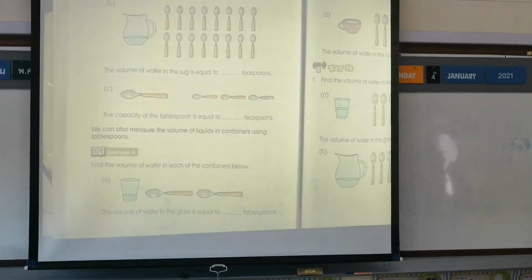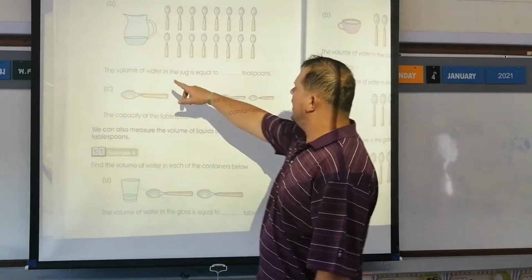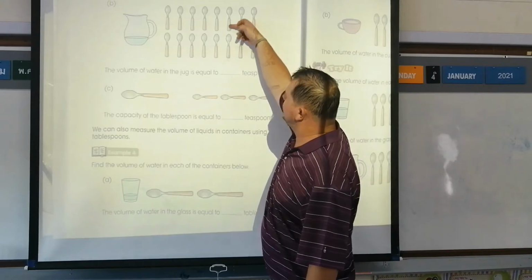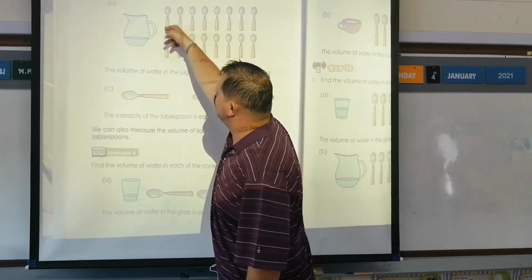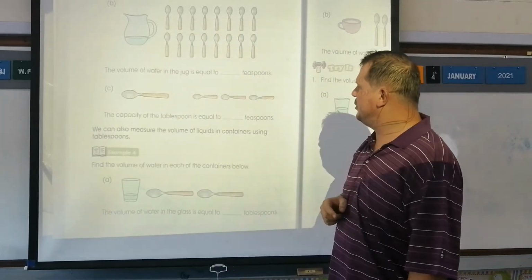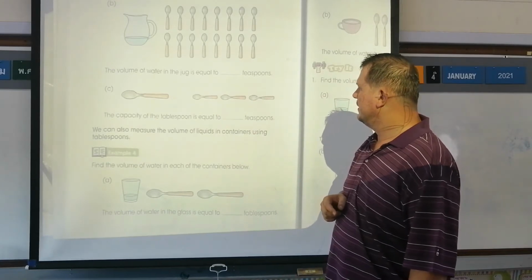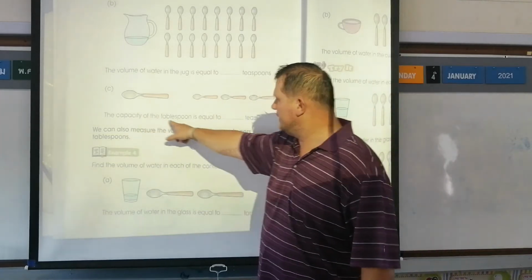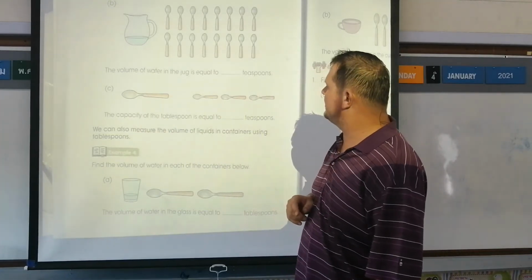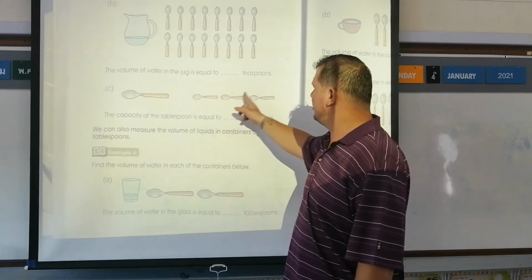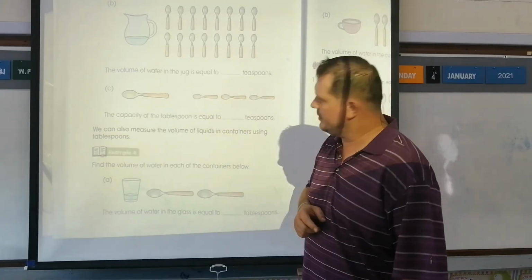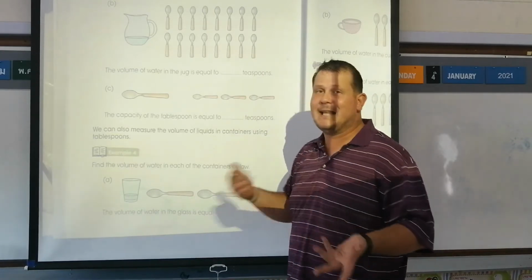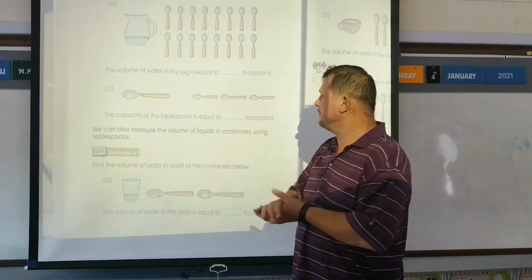It's not exactly the same, nothing changes. The volume of water in a jug is equal to 2, 4, 6, 8, 10, 12, 14, 16 teaspoons. The capacity, in this instance, of the tablespoon is equal to 1, 2, 3 teaspoons. It depends on how big your tablespoon is, I guess. Some of them will be double, some of them will be 3 times more.